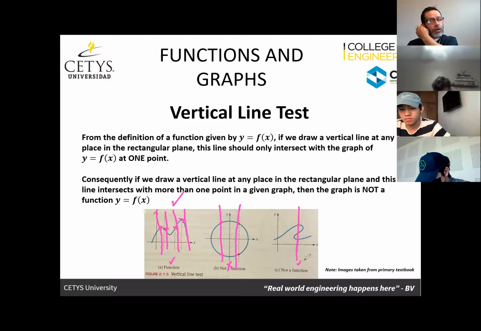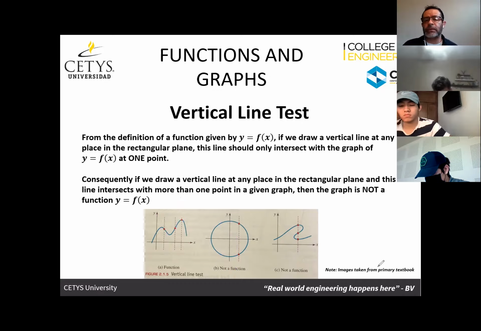We're going to be looking at functions in two ways. We're going to be looking at functions as a mathematical expression, but we're also going to be looking at functions in graphs and plots. So if we're looking at them in a graph, the vertical line test helps us identify if it's a function or not. If the line intersects in only one point, then the graph is a function. If it intersects in more than one point, it is not a function.